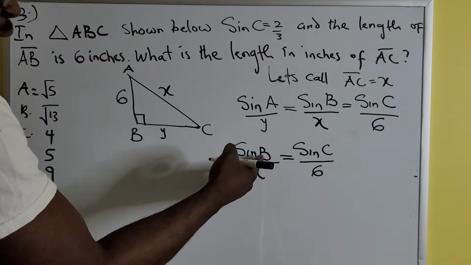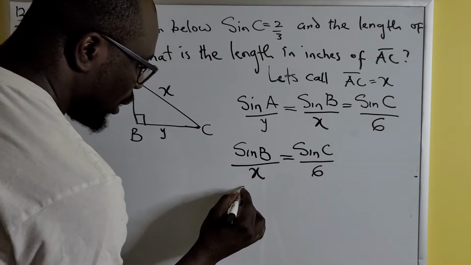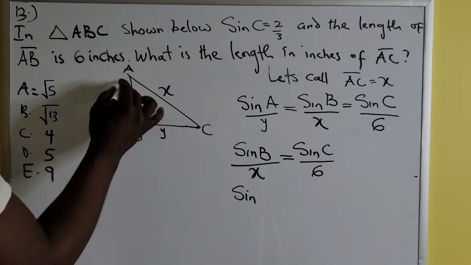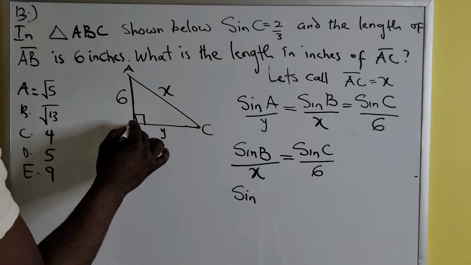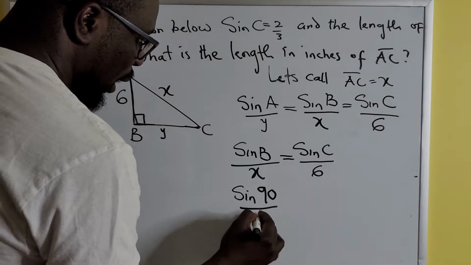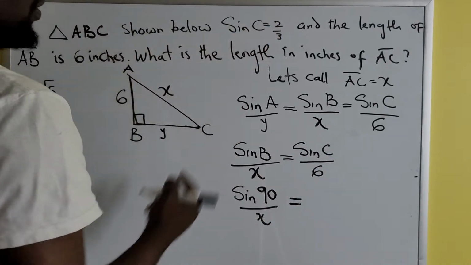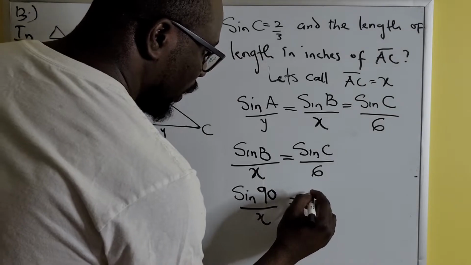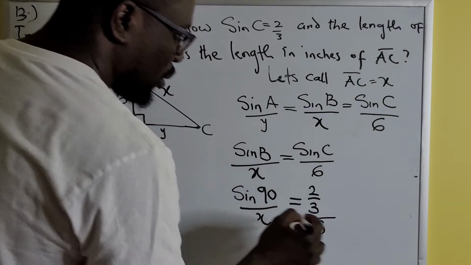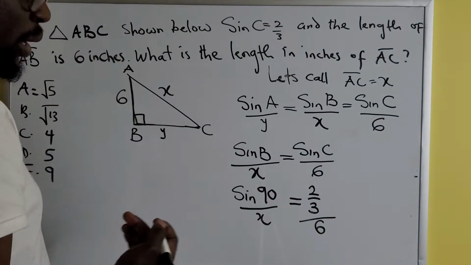Okay? What is the angle of B? This is actually an angle, so just remember that it's an angle. Sine, what is B? B is 90 because this is a 90-degree triangle. So this is sine 90 over x equal to sine C, which is 2 over 3, divided by 6. I'm going to write this one so that it's easy. That way you don't make any mistake, right?